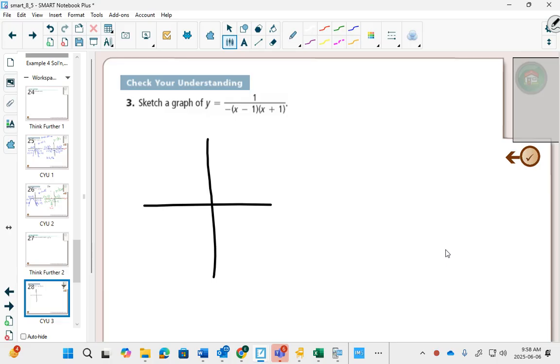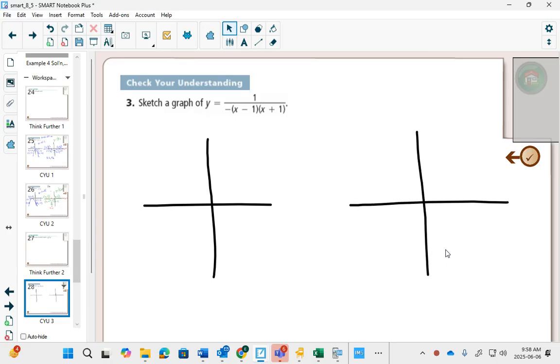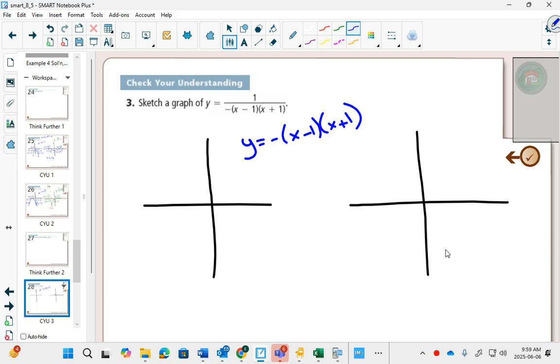Set up both of our graphs. And what's nice about this unit is that it really reviews your graphing parabolas unit. It's not in vertex form.